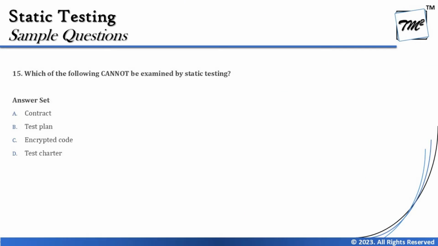So let's get started, and we have some quick options given to us. The options here say A, contract, B, test plan, C, encrypted code, and D, test charter. I think this is pretty straightforward. Contracts are written in the English language. A test plan is also written and can be easily understood and read by humans. And a test charter is also readable by humans.